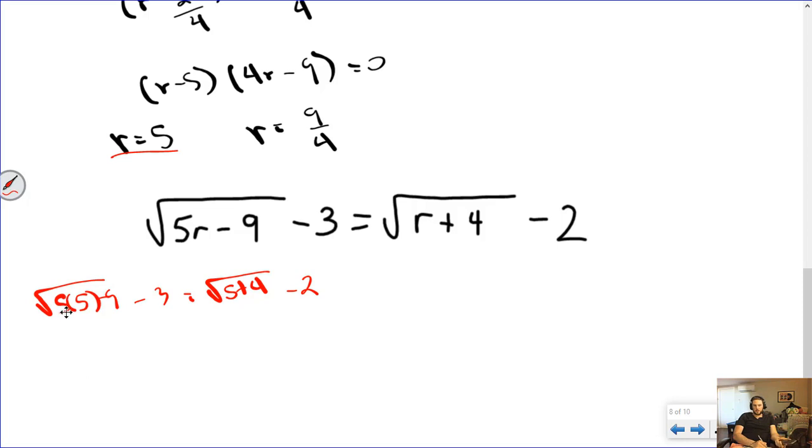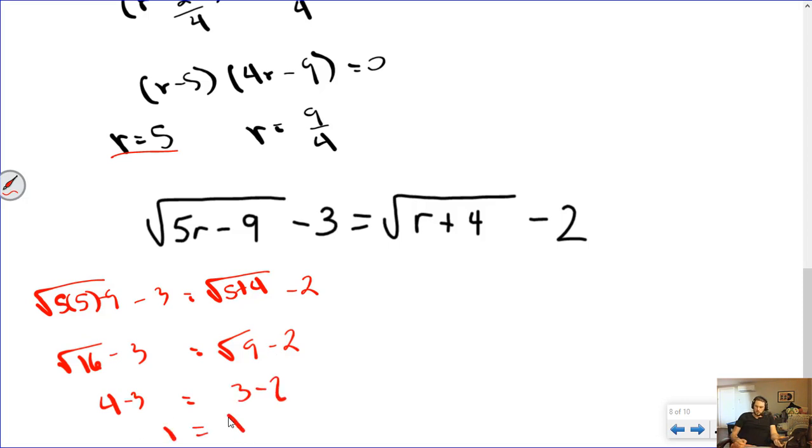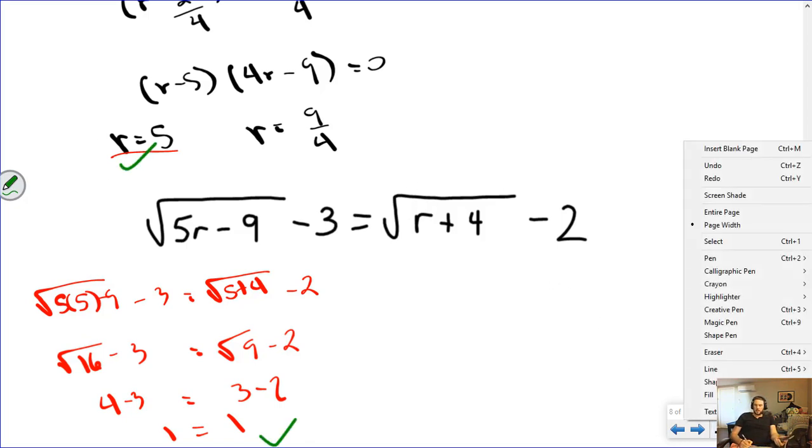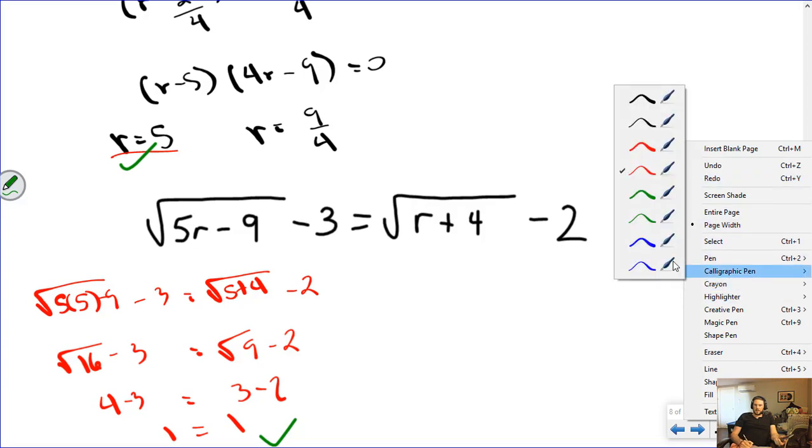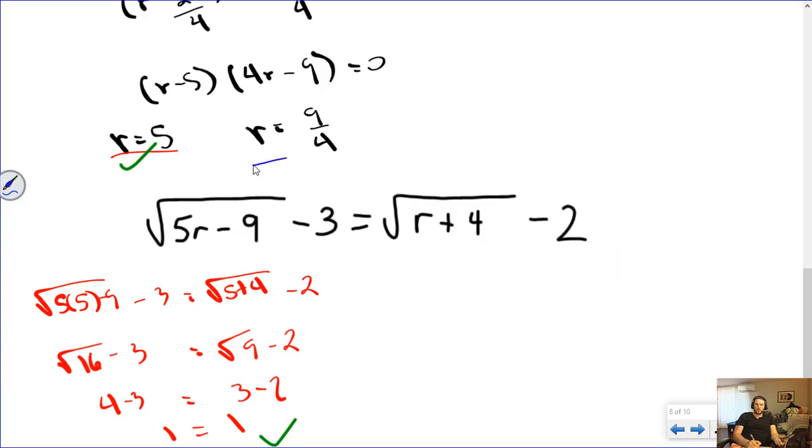So 5 times 5 is 25, and 25 minus 9 is 16. So this is the square root of 16 minus 3. And 5 plus 4 is 9, so the square root of 9 minus 2. So the square root of 16 is 4 minus 3, and the square root of 9 is 3, so 3 minus 2. So 4 minus 3 is 1, and 3 minus 2 is 1. Since I get an answer that makes sense, that means r equals 5 is in fact an answer for this question. All right, and now let's do the same thing for 9 over 4.